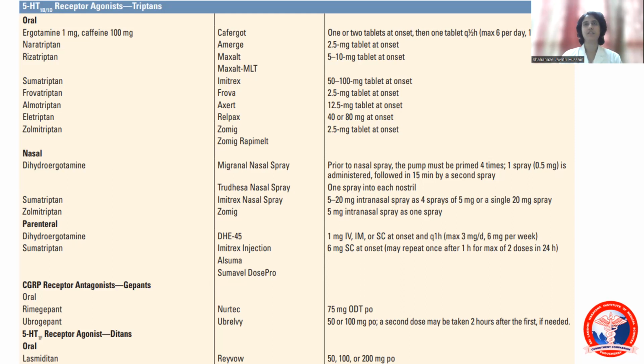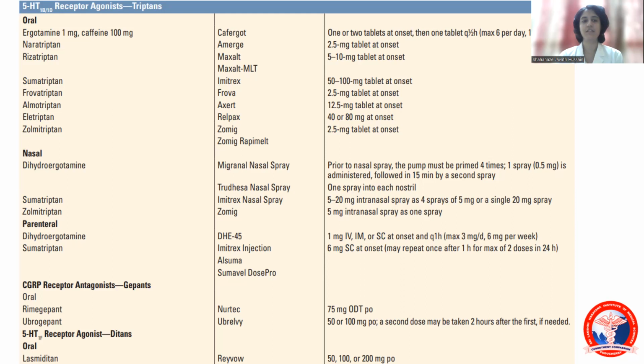However, triptans are contraindicated in patients with coronary artery disease and cerebrovascular accidents because they lead to severe vasoconstriction, and hence in this group of individuals, triptans cannot be used. Alternative therapies are indicated. So some of the newer drugs, as we had seen previously, are known as calcitonin gene-related peptide receptor antagonists, and those are the gepants.